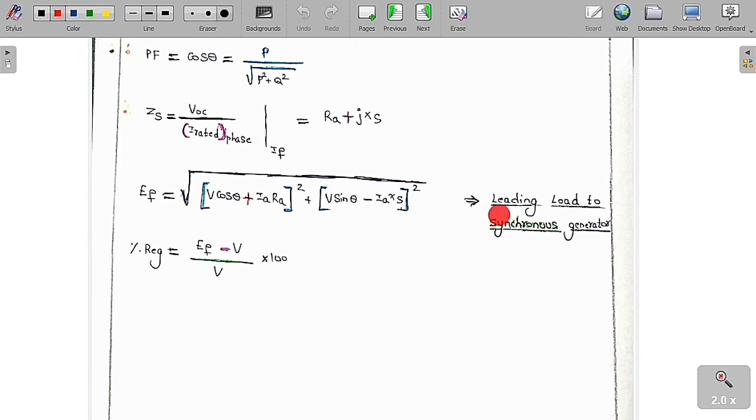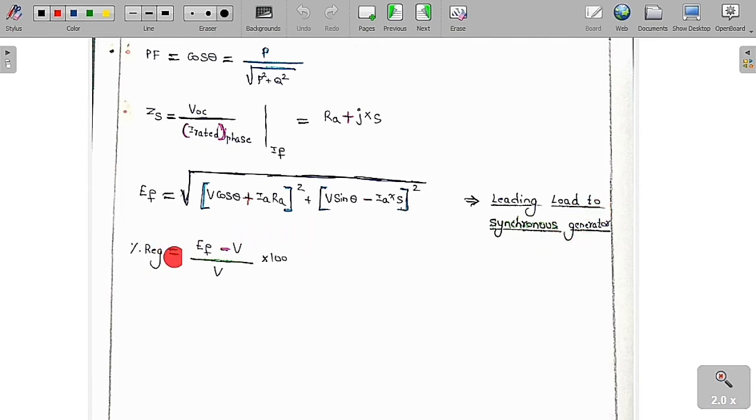I have already told you, for a synchronous generator, EF is always going to lead V. Therefore, EF is equal to the square root of (V cos theta plus IARA) whole square plus (V sin theta plus or minus IAXS) whole square. Here, plus is used for the lagging load and minus is used for the leading load. This is a very important point that you always have to remember, because XA plus XL is nothing but XS. Plus is for lagging load and minus is for leading load connected to a synchronous generator.